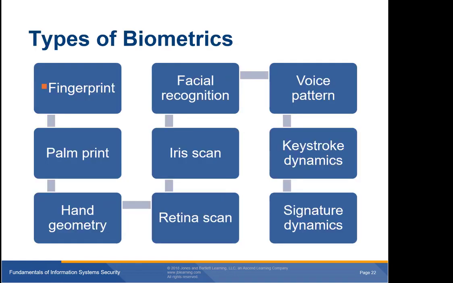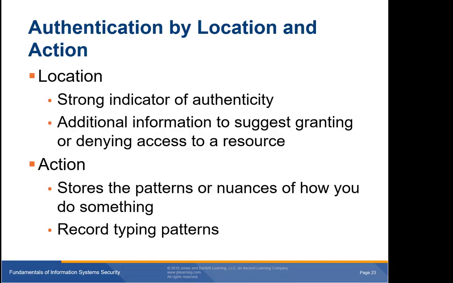Here are the different types of biometrics. I'm not going to go over each one of these. You can find them in your book on page 149. You should familiarize yourself with these. Next is authentication by location. A user's physical location can also be a strong indicator of authenticity.